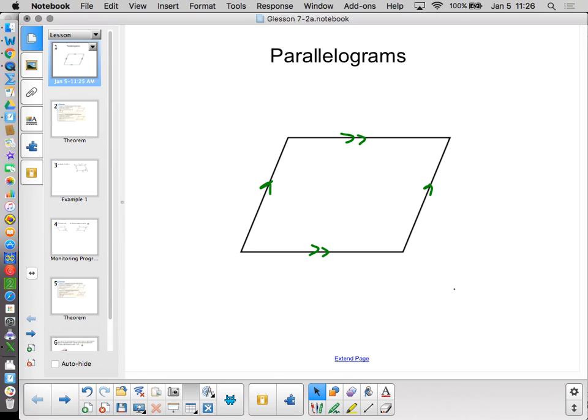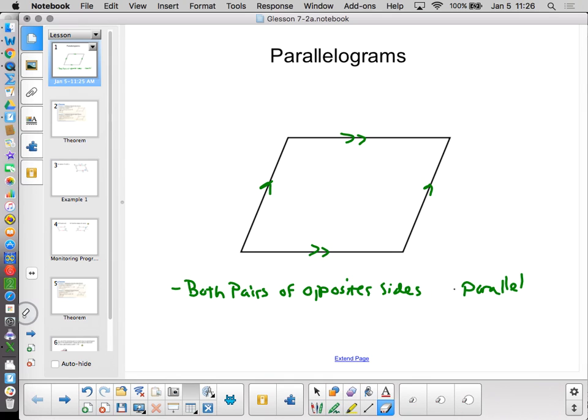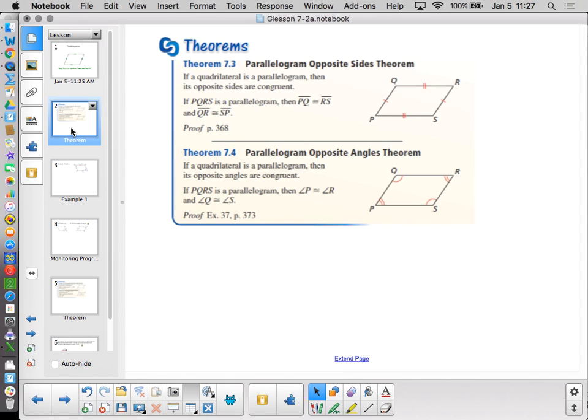So the first property of parallelograms that we have by definition is that both pairs of opposite sides are parallel. Okay, so that's our first property. Both pairs of opposite sides are parallel. If a shape has both pairs of opposite sides parallel and it's a quadrilateral, then that is a parallelogram. That's what that means. Now, what else can we conclude about parallelograms?